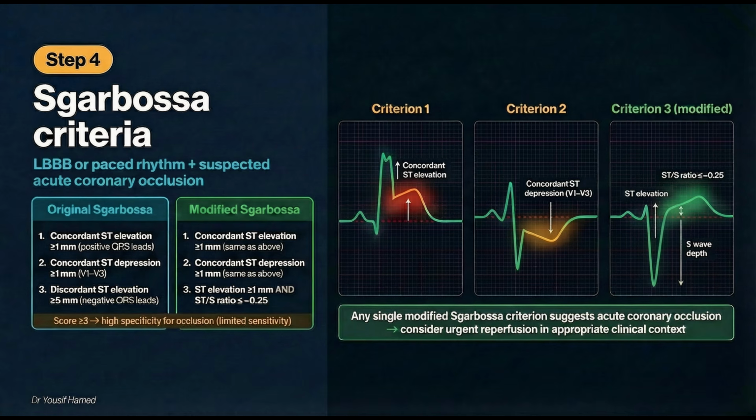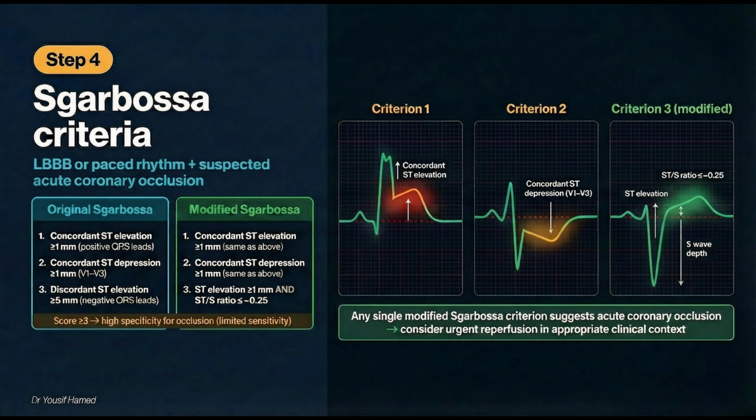The original Sgarbossa criteria include 3 components: concordant ST elevation of 1 mm or more in leads with a positive QRS complex, concordant ST depression of 1 mm or more in leads V1 to V3, and discordant ST elevation of 5 mm or more in leads with a negative QRS complex. A total score of 3 or more suggests acute coronary occlusion, although sensitivity is limited.